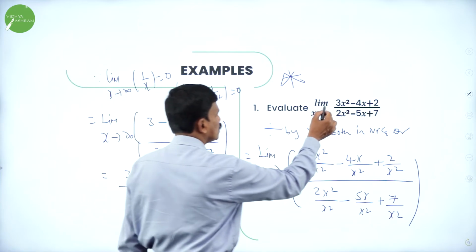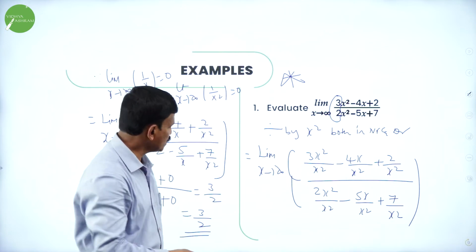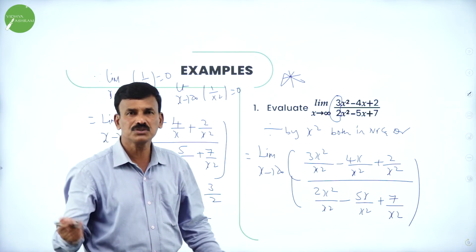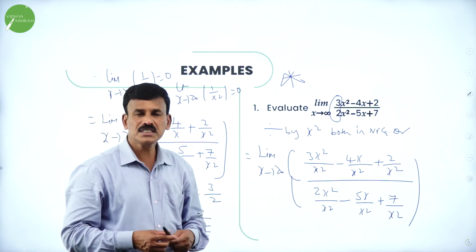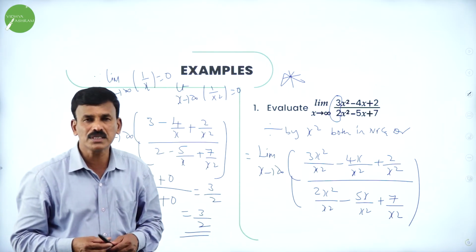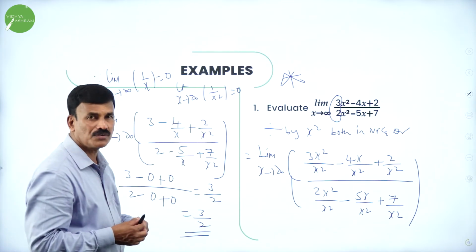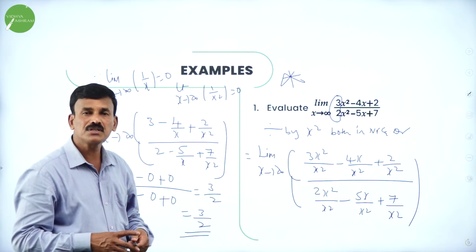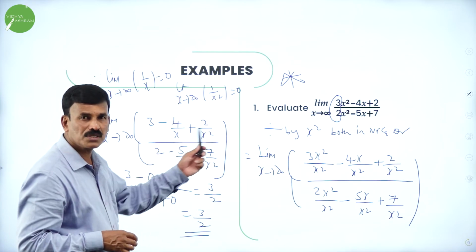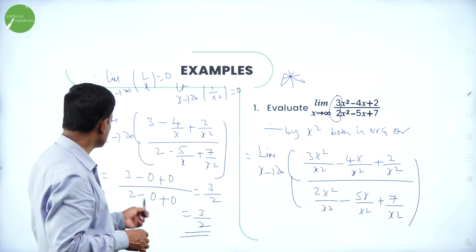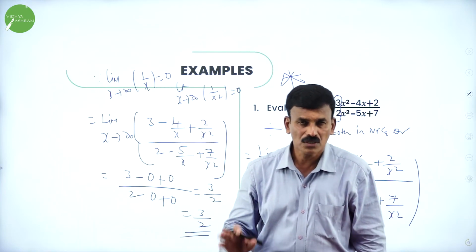Usually we will get the ratio of the highest degree term coefficients, 3 by 2. So the simplified answer for this is 3 by 2. That's it. Very simple problem. Just divide each and every term in numerator and denominator by x square, and then apply the property of the limit. Limit x tends to infinity of 1 over x is 0. Limit x tends to infinity of 1 over x square is also equal to 0. Then these terms become 0. 3 minus 0 plus 0 by 2 minus 0 plus 0, that is nothing but 3 by 2. So the simplified answer is 3 by 2. That's it. Hope you followed.